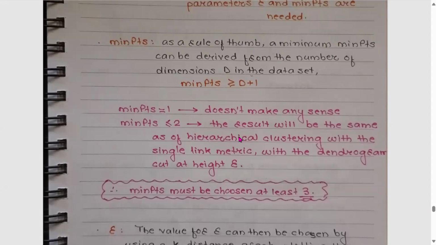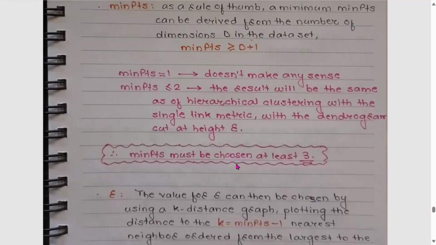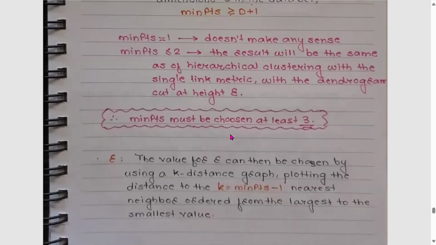Minimum points equal to 1 does not make any sense. With minimum points less than 2, the result will be the same as hierarchical clustering with single link, with the dendrogram cut at height epsilon. Minimum points must be chosen at least 3.